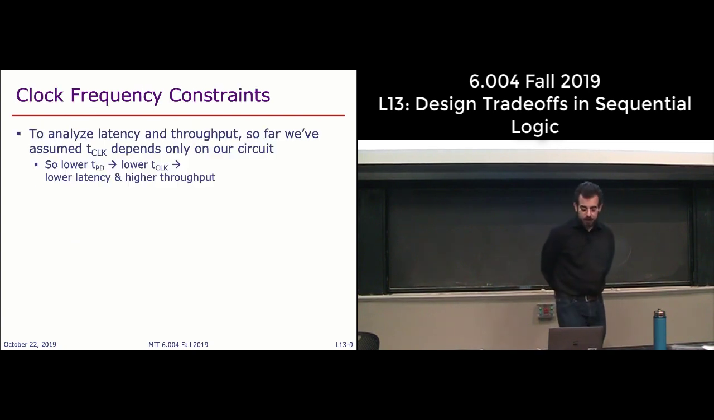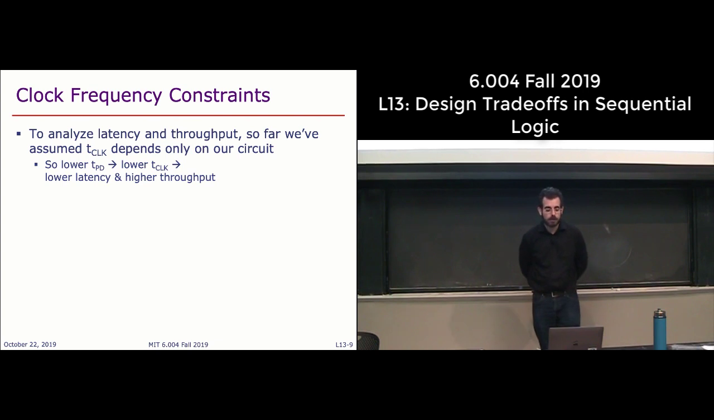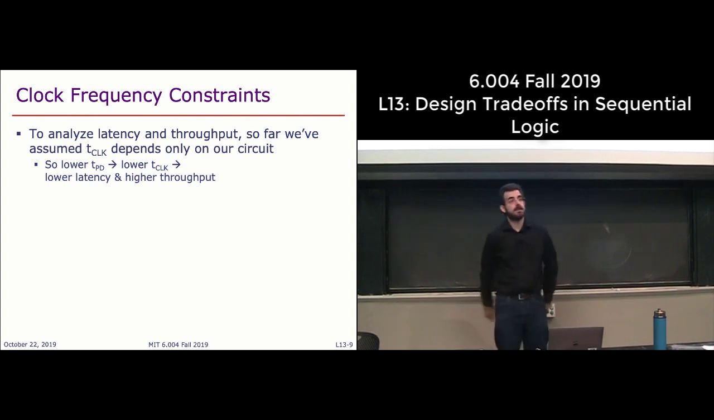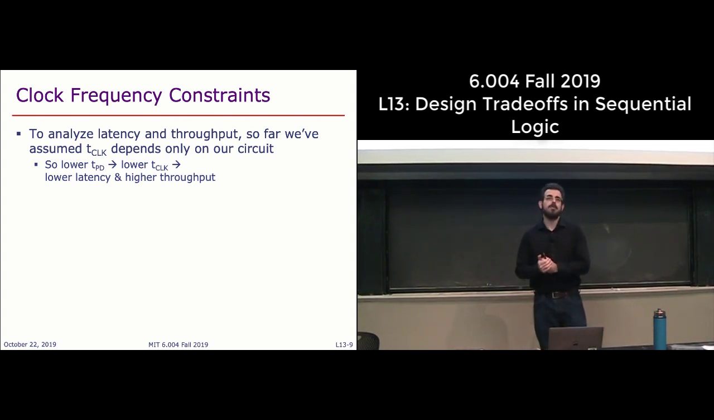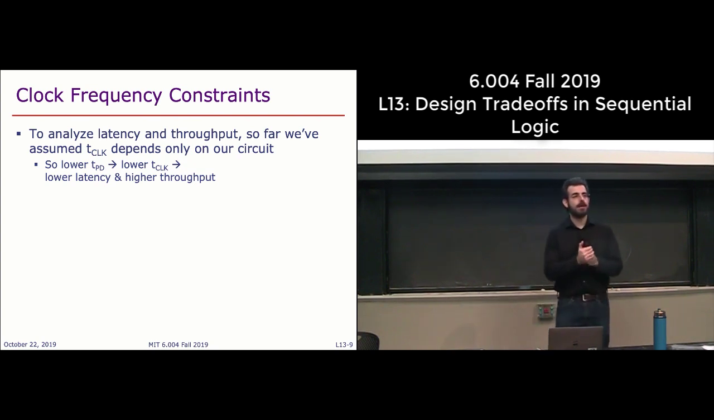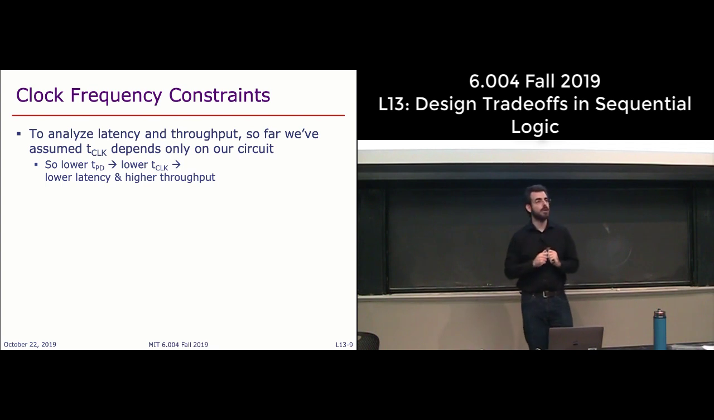Okay, so in the rest of this part of the lecture, I want to just quickly go through a few issues with pipelining that have to do with combining our circuits into a larger system. So the first thing is, so far, when we've been looking at throughput and latency, we've assumed that we can choose whatever frequency we want given the circuit that we've been looking at, right?